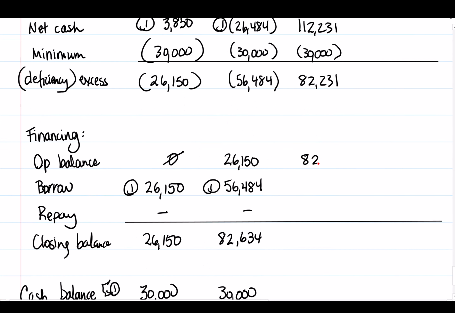Our opening balance is $82,634. We will repay $82,231, leaving us with a balance of $403 in our line of credit. This number minus this number will give you the $30,000 that is presently sitting in our cash account.